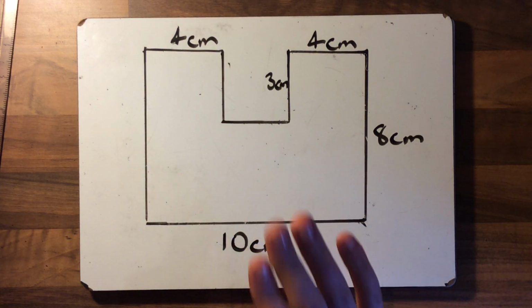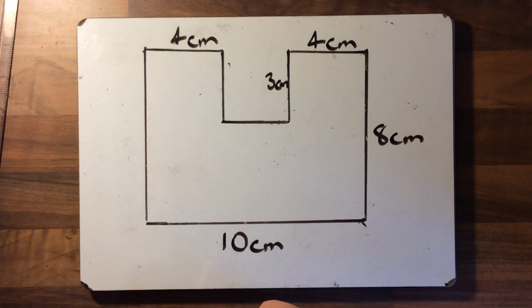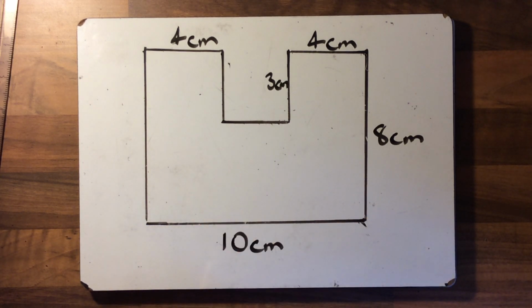So have a go at finding the missing sides first, and then put the video back on again, and then I'll talk you through what the missing sides are, and then you can try to find the perimeter, and then you can try to find the area. So pause the video now to find the missing sides.